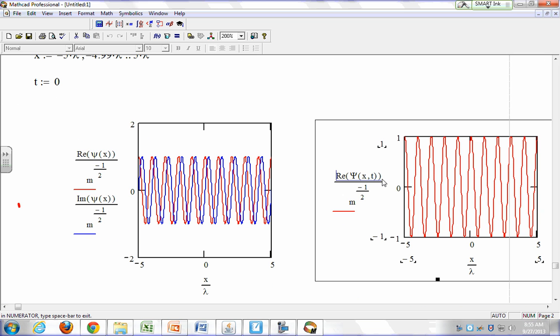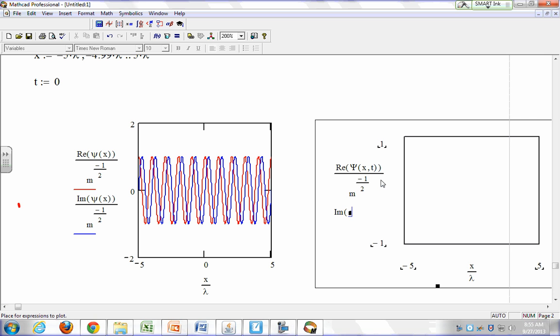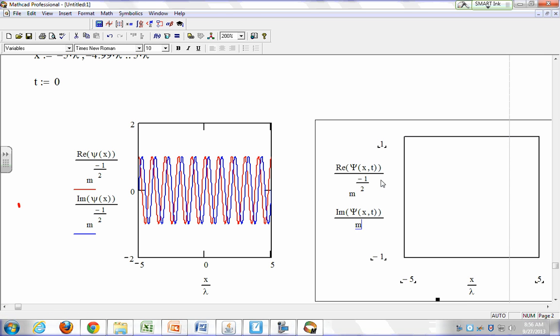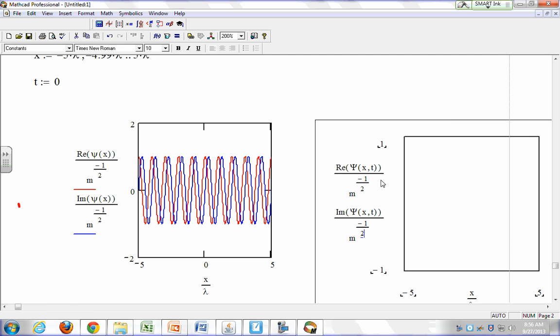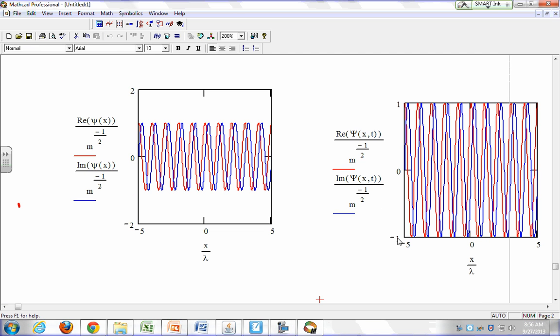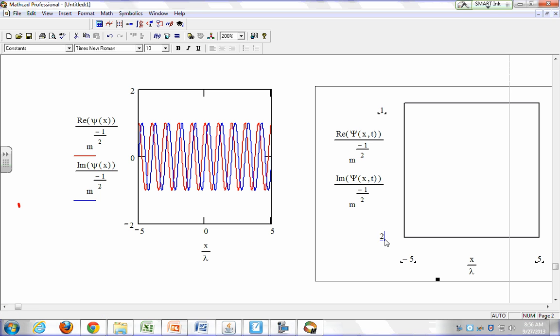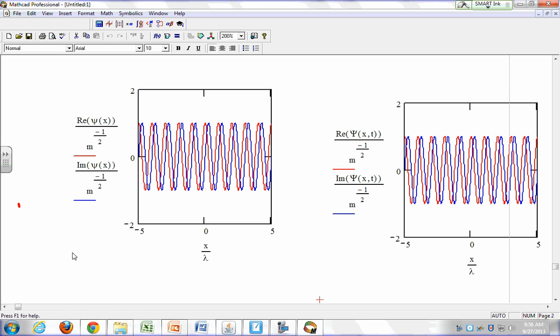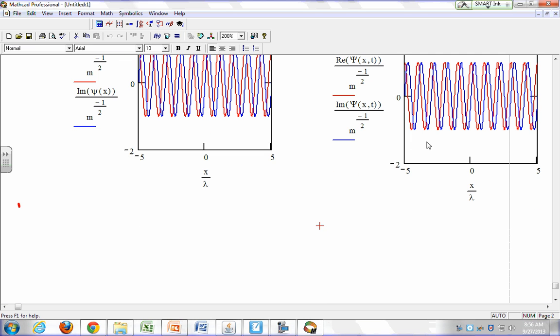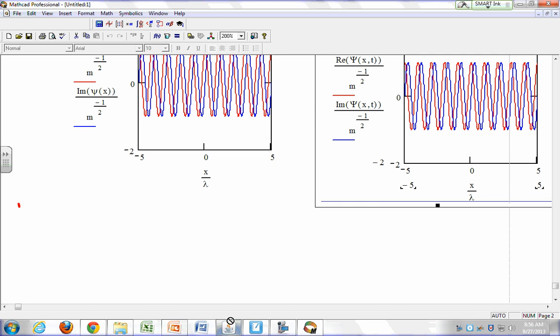And the imaginary part of big psi, x t, over m raised to the -1/2 should be the same as this other one. And let's just change the scale. So let's do it from -2 to +2. Okay? So it's the same thing. Let me just drag this one down here. Oh, that's not what I want to show.